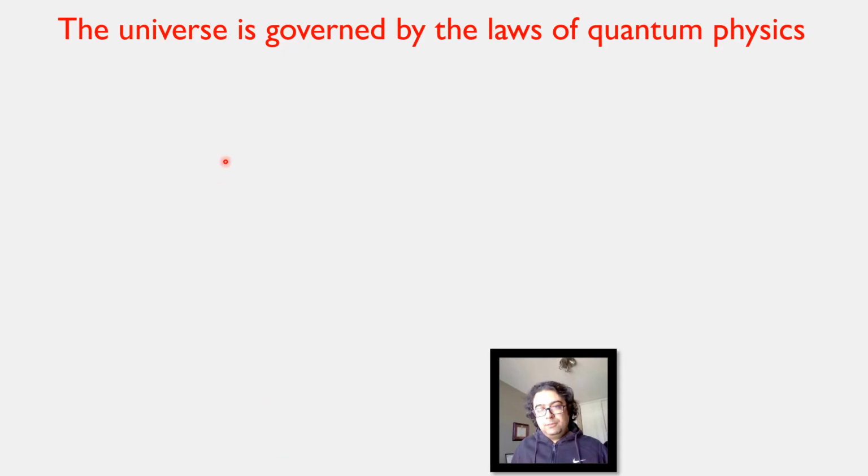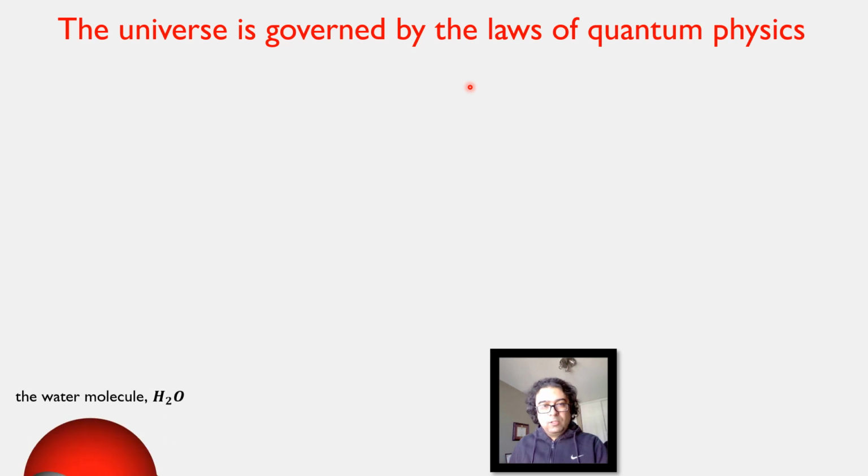The universe is governed by the laws of quantum physics. Why is that? Because all of matter that we know is made out of atoms or molecules, okay? But everything is made out of atoms, and down at that scale, the laws of classical physics will not apply. We'll have to replace them by the laws of quantum physics.